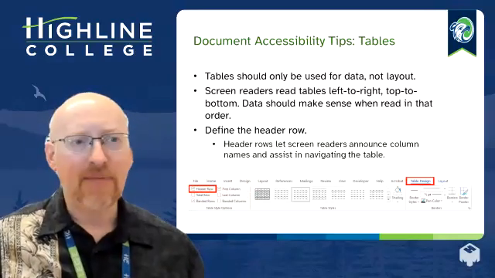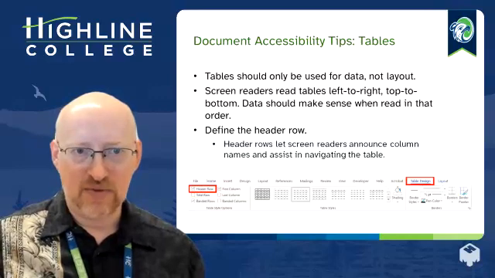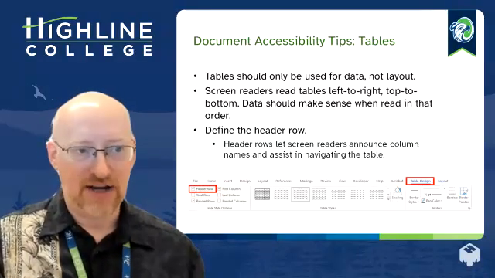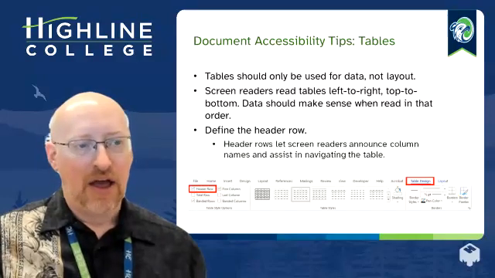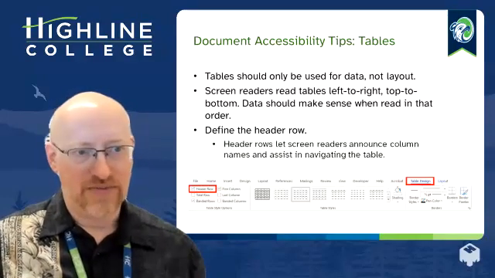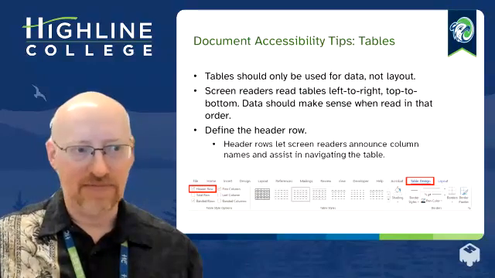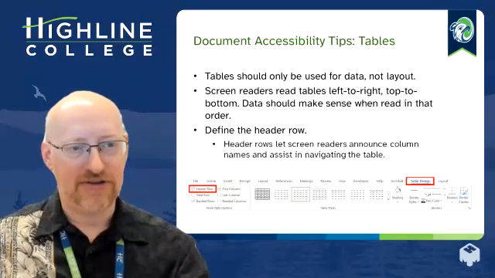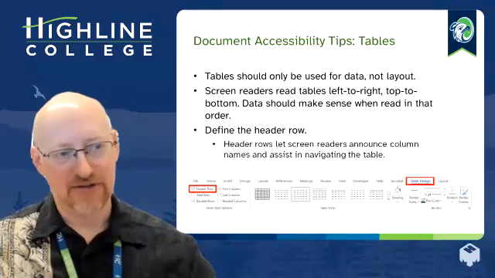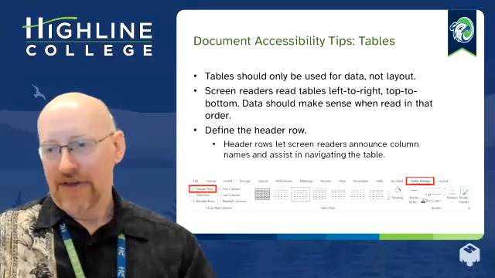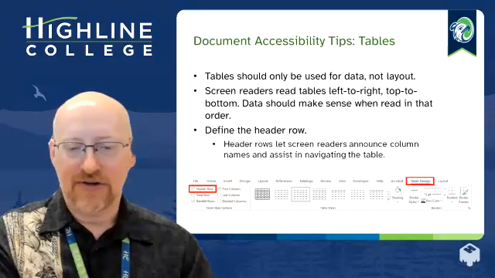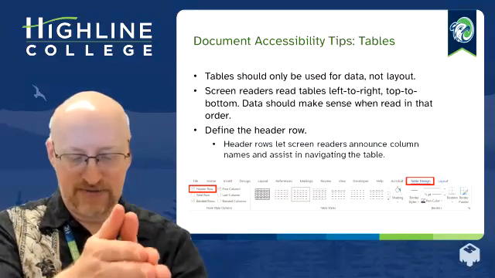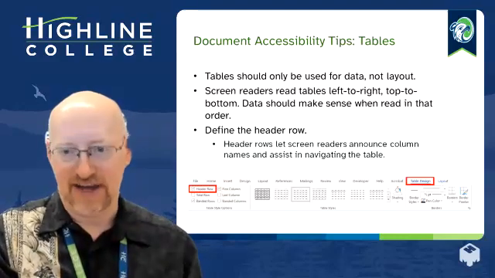So make sure that when you're using tables for data, that the data makes sense when it's read left to right, top to bottom. You should also define a header row. Now this is just the top row of the table, and in Word, the screenshot there shows the table design tab, and there's a checkbox for the header row. And that allows you to define the first row of the table as saying, this is what all the information within this row contains.